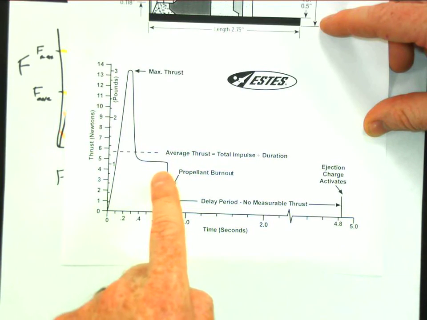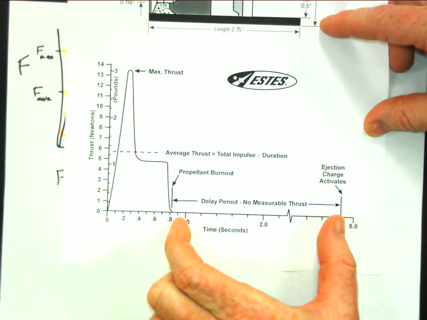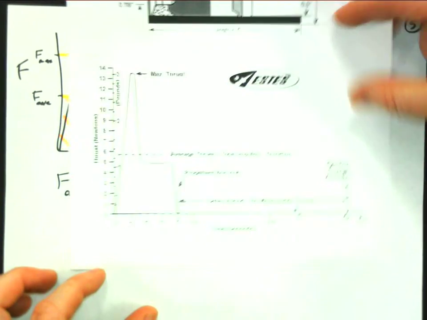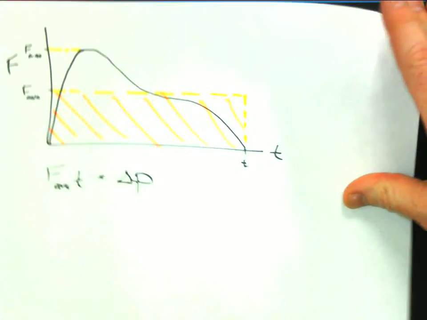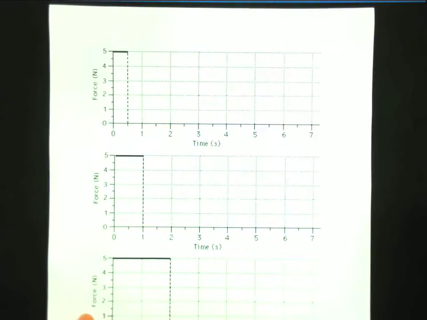And then there's a delay charge or delay period where something inside the engine is burning, but there's no measurable thrust being produced. And then some period of time later, after the fuel is used up, there's an ejection charge to cause the parachute to deploy and all kinds of good stuff. And you get your rocket back. So one last thing to check out is how we might look at these in simplistic terms.